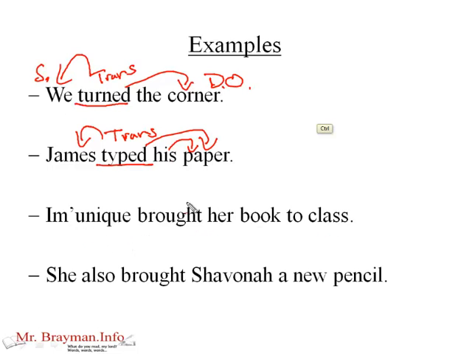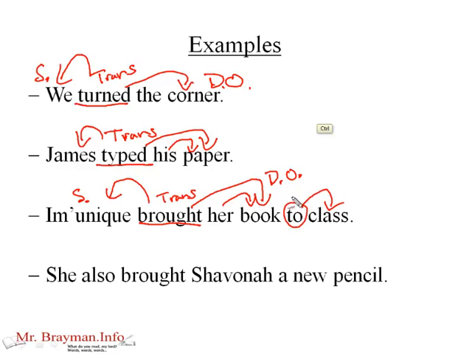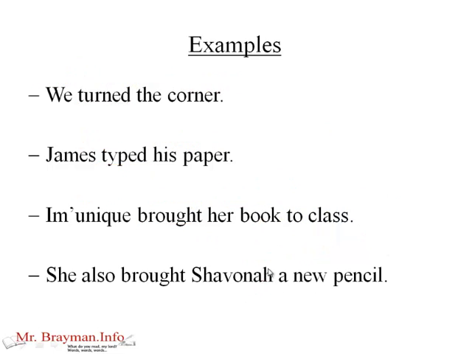Unique brought her book to class, right? So brought is the transitive verb. Unique is the subject. What did she bring? She brought a book. All right, so there's the direct object. Her is a possessive pronoun. It modifies book. To, that's a preposition. To what? To class. So this tells where she brought the book. So it actually doesn't go to, it tells where she brought the book. So it's actually a prepositional phrase that's acting like an adverb. Whew, that was a big one.